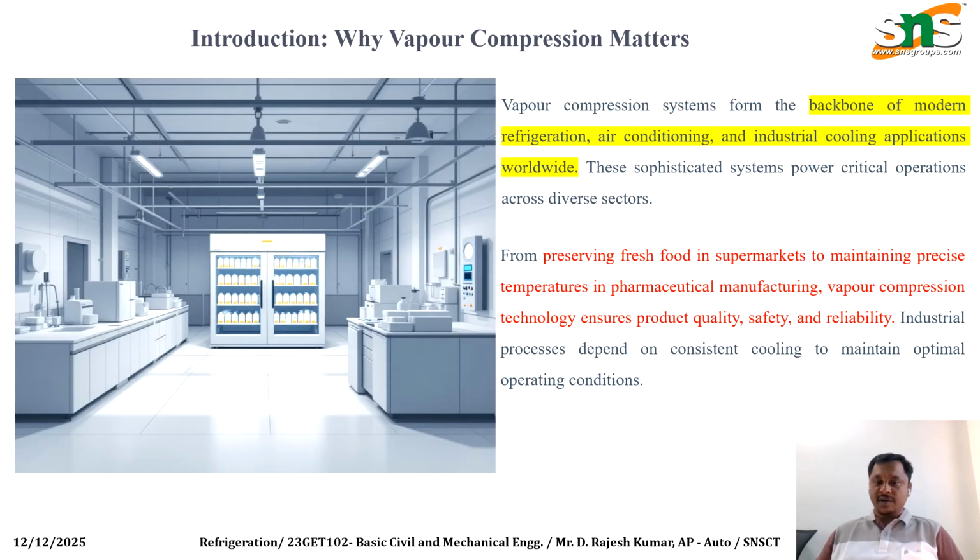For example, we need to preserve fishes in supermarkets. The temperature is very critical in maintaining medicines in pharma industries, the antibiotics and the vaccines. So we need to maintain them under cool temperature. That is why we need refrigeration. Vapor compression technology ensures the quality, safety and reliability. In industrial processes, it depends upon consistent cooling and also maintaining the optimal operating conditions.